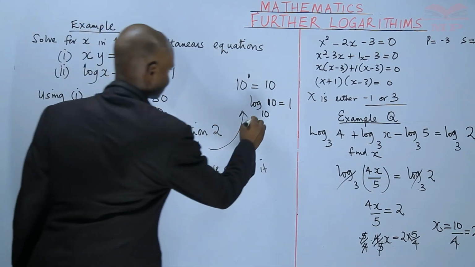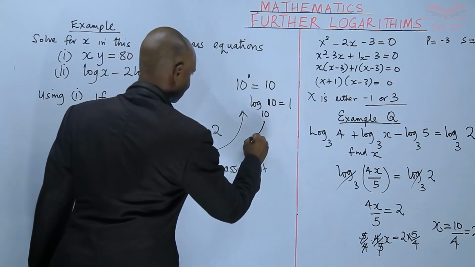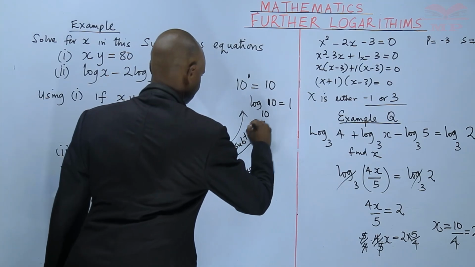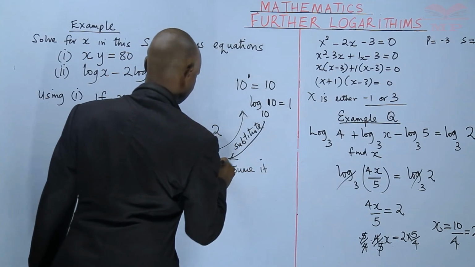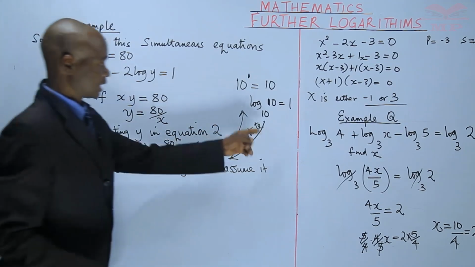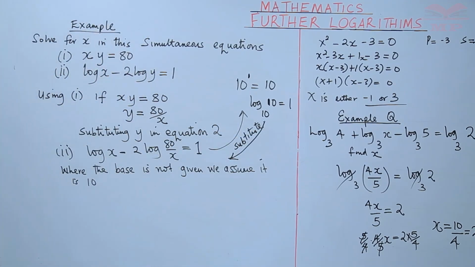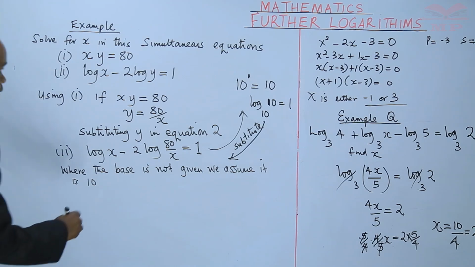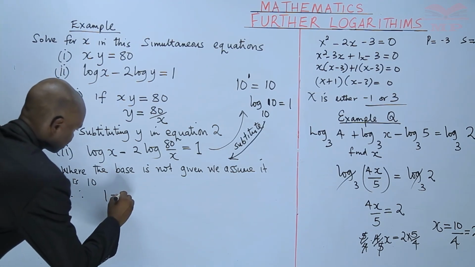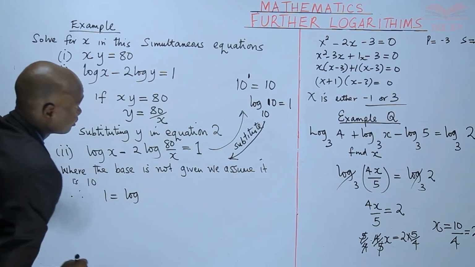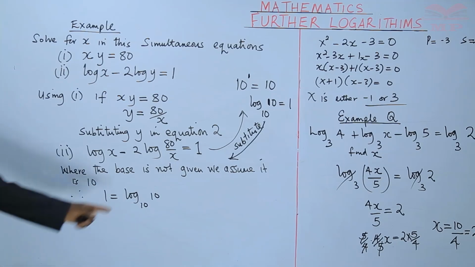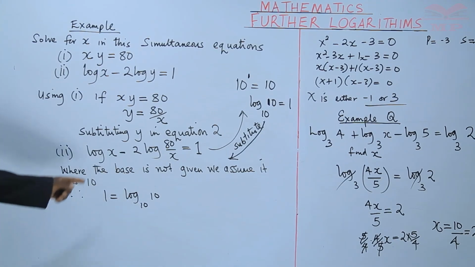So where 1 is, we shall substitute. You substitute where 1 is. So you'll say 1 is equal to log of 10 to the base 10. That's what you'll write there.